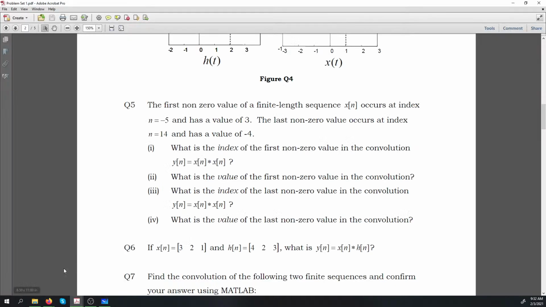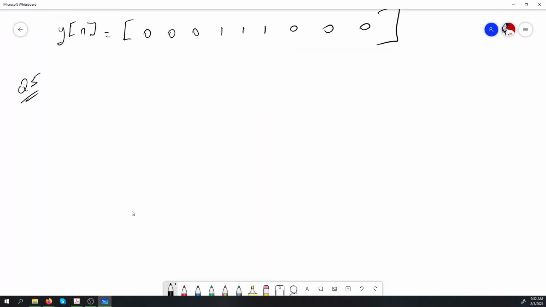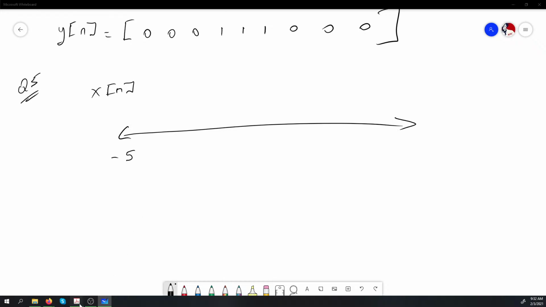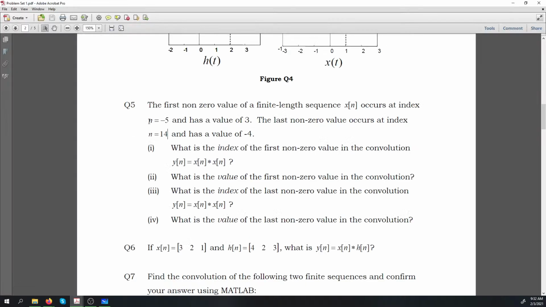So question 5 here gives us an x of n sequence. So we have an x of n sequence occurring from n equals -5 to n equals 14. So let's visually draw this out, x of n here. Just draw a horizontal line representing this. This here is -5 for the start. And then n equals -5 and n equals 14. Put that in.